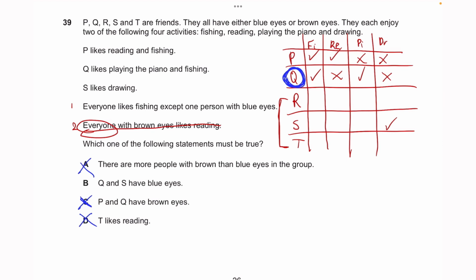And so if we have a look at these, which one of the following statements must be true, we can determine that B is our correct answer. Q and S have blue eyes. Now, I'll also explain why that may be the case. Let's assume that S, because they like one of the activities, has brown eyes. So if S has brown eyes, and I'm going to give that a tick to show that, that means that everyone likes fishing. That means that S would also like fishing as well.